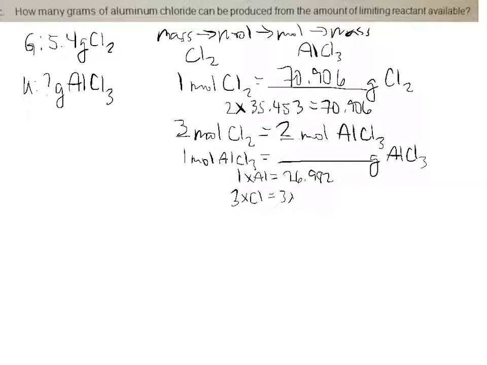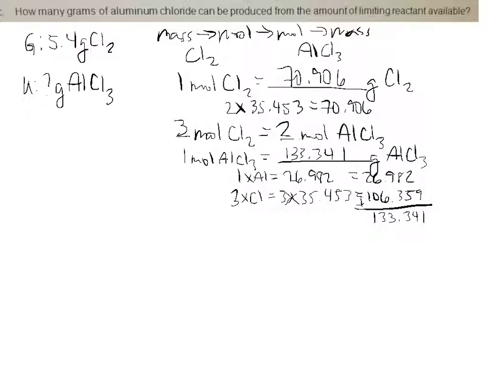3 times 35.453. All right, so we multiply through: 1 times 26.982 is just 26.982, and then 3 times 35.453 is 106.359. So once we add those up, we get 133.341 grams, and that goes into our equivalent statement.